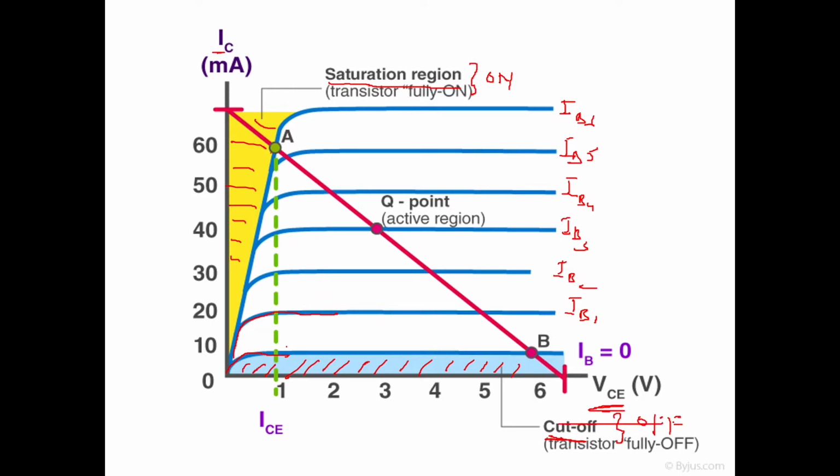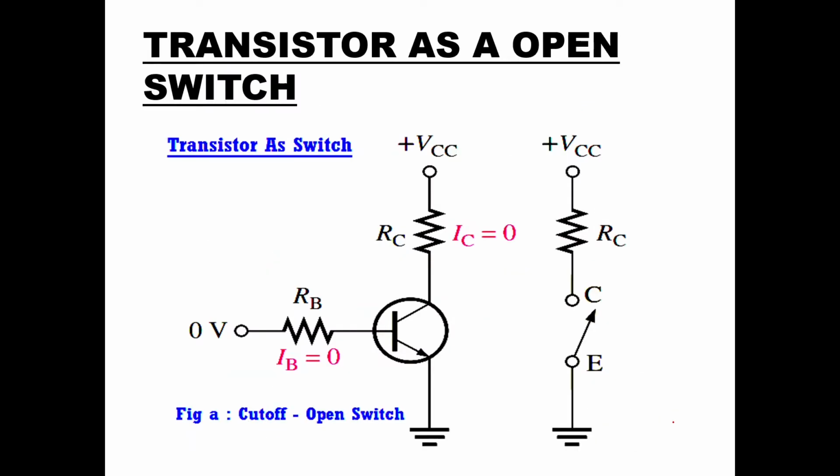So these two regions we are going to use for the transistor to work as a switch, because in switching action we want on and off. Okay. Then let's see the diagram of the transistor as an open switch first. This is the circuit diagram for the transistor as an open switch. Here we have used an NPN transistor.